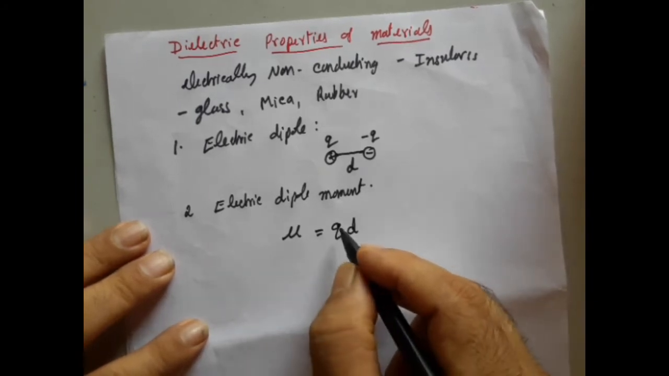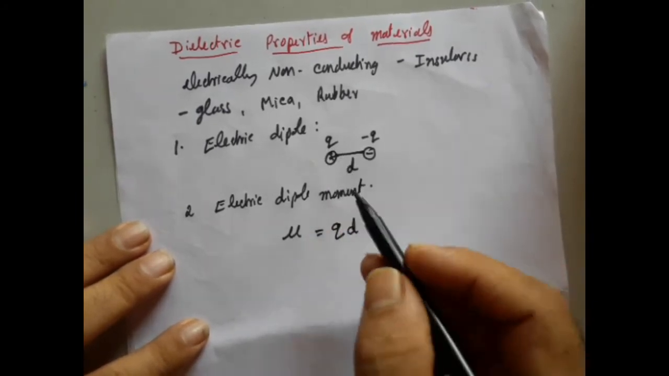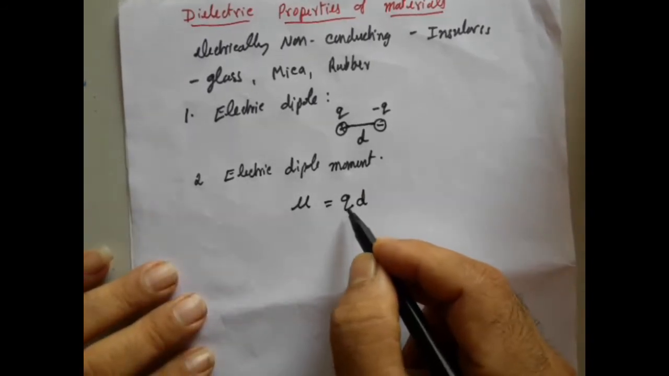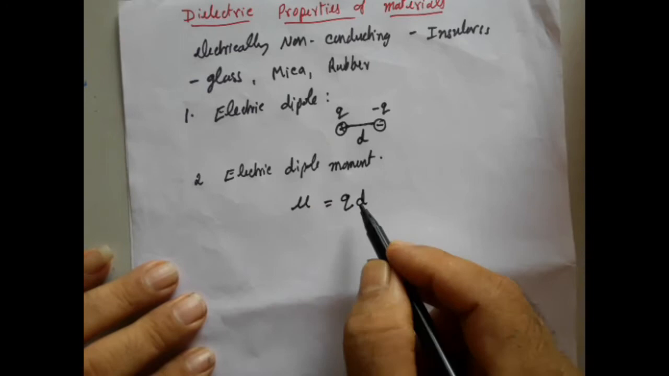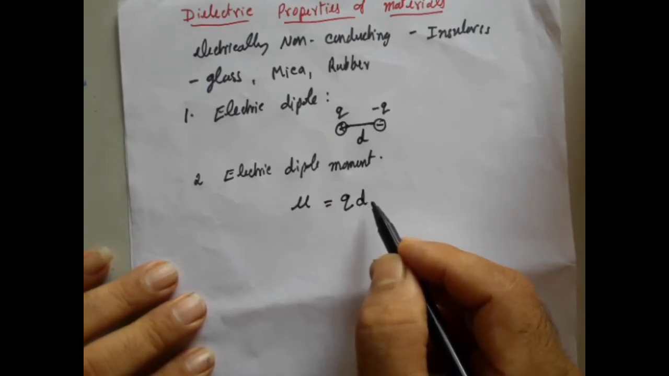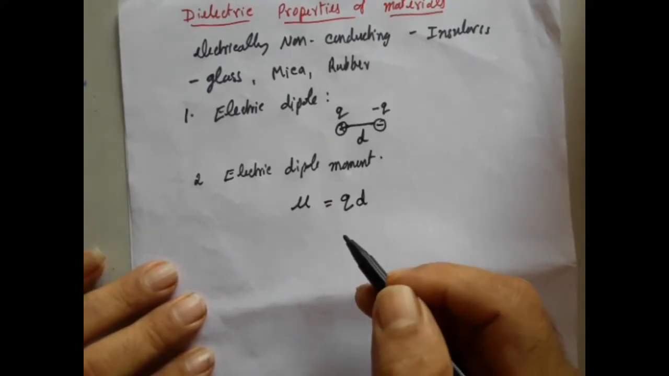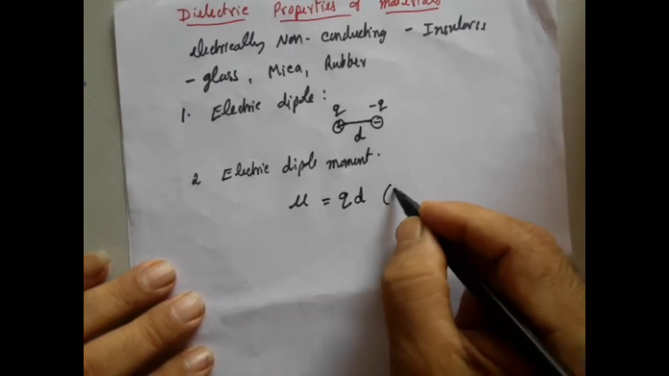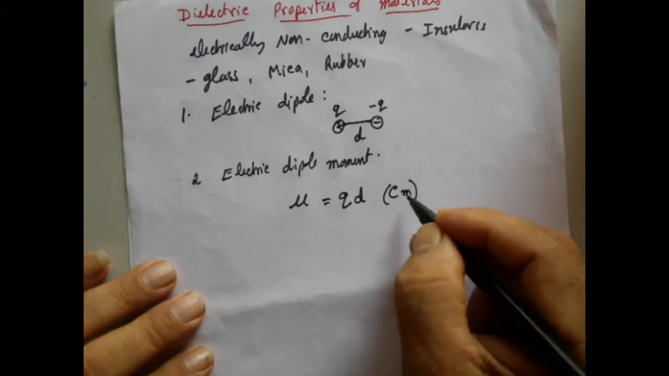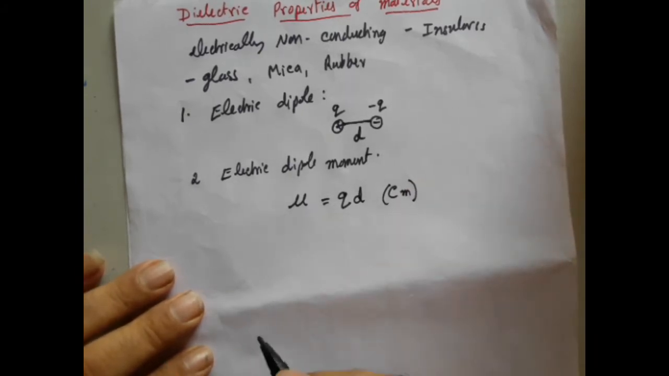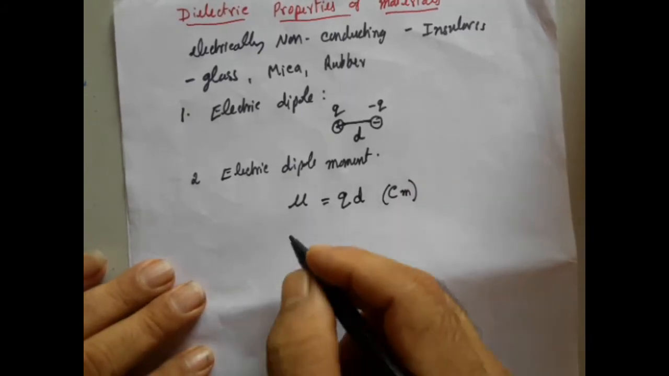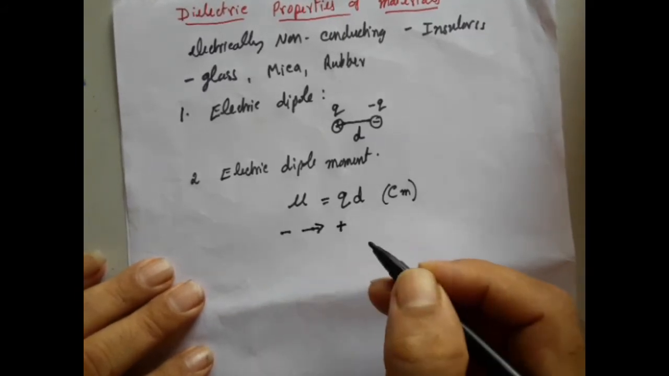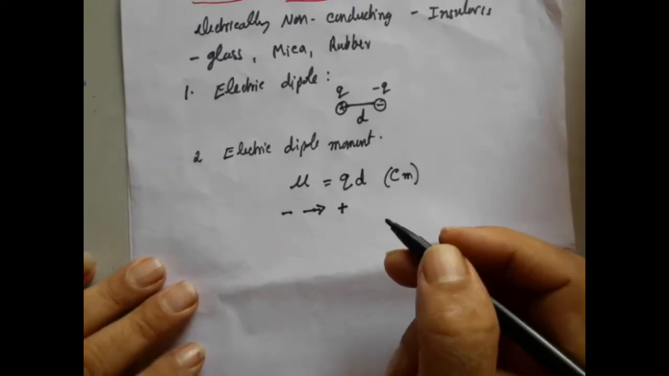So, the dipole moment depends on the magnitude of one of the charges and the distance of separation. Naturally, if I increase the strength of the charge, the dipole moment increases, and if the distance increases, the dipole moment increases. Therefore, the dipole moment can be measured in terms of coulomb meter. Therefore, coulomb meter is the unit of the dipole moment, and it is a vector quantity. The direction of the electric dipole moment is always from negative towards positive, which we have learnt in our lower classes.